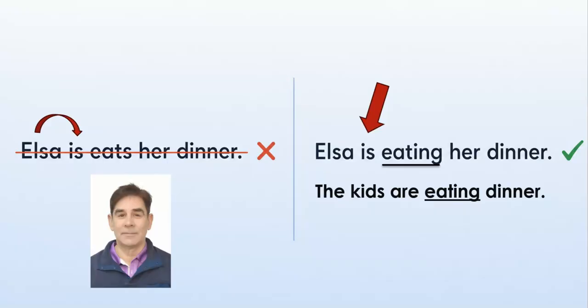Let's look at some examples. Elsa eats for dinner. No, this is incorrect. We do not have two S verbs together. We can say Elsa is eating her dinner. Now, what happens when we change the subject? The first verb changes, but the second one does not. The kids are eating dinner.